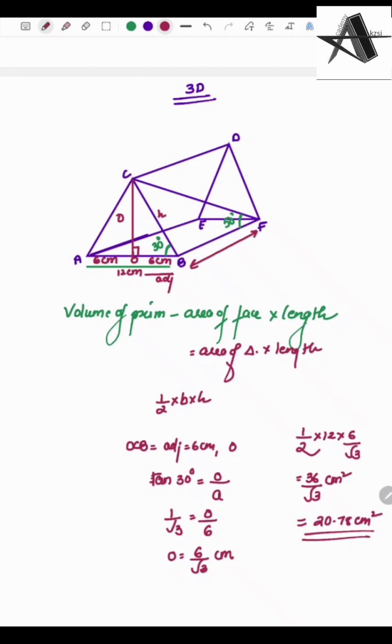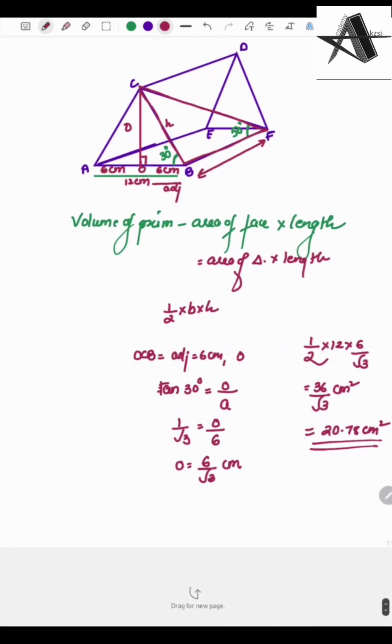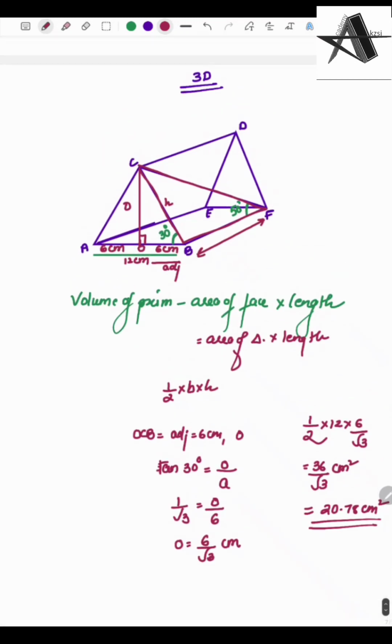This length is a part of this triangle that I'm highlighting. And what is this triangle? This is triangle CBF. I'm writing here because we have the figure. So in triangle CBF, to calculate this length, I have one angle, which is 50 degrees, but I don't have any other side. Either I should know CF or CB will help me.